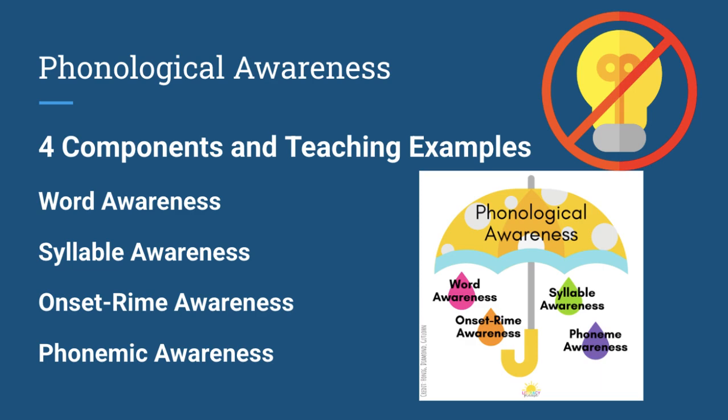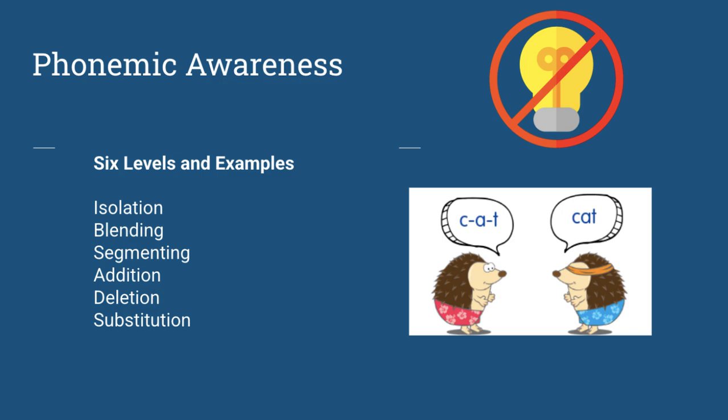repeat after you. Onset rhyme awareness is when children can hear the consonant or consonant cluster before the vowel within a syllable. An example of this is saying p, then an, then combining it together to create the word pan. Ways you can teach onset rhyme include picture puzzles that have the onset and rhyme clearly separated. Phonemic awareness is the hardest skill in the umbrella.